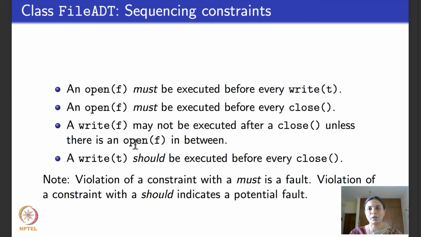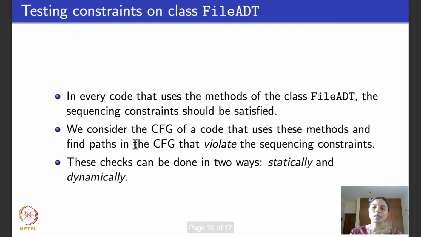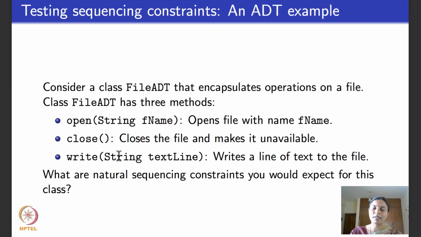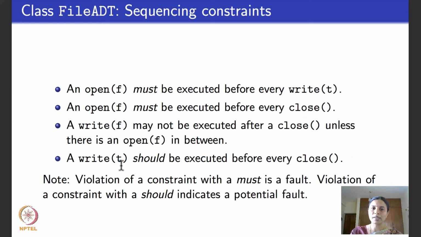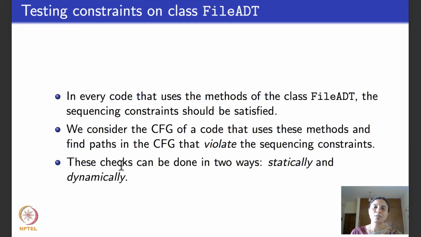These are typically done by requirement engineers who write software requirements, or by architects who specify the design. Right now I have a class that contains these three methods. These are the sequencing constraints on the methods. Now consider a piece of code that uses methods from this class. Then that piece of code should satisfy all the sequencing constraints that we have written, right? Which means it must open a file before it writes onto it and promptly close a file, and it must not, ideally, open and close a file without doing a write operation in between. Those are the kind of things that we do.